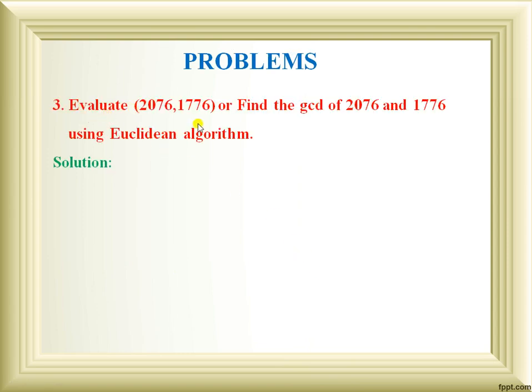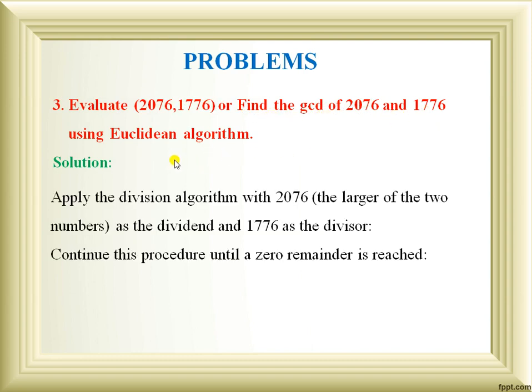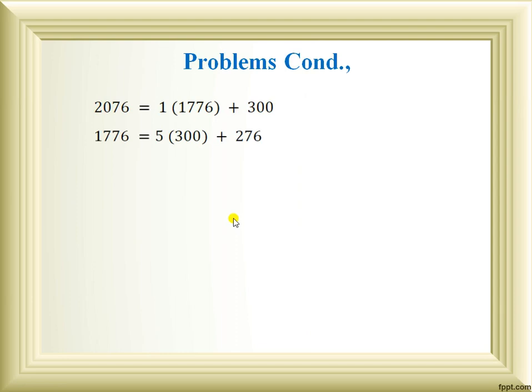Next, the same thing: evaluate this GCD value. Also we need to find the GCD of this particular pair of numbers using the Euclidean algorithm. So apply the division algorithm with 2076, the larger of the two numbers, as the dividend and the smaller one as the divisor. Continue this procedure until a 0 remainder is reached. So first I am taking the bigger one as the dividend and the smaller one as the divisor.